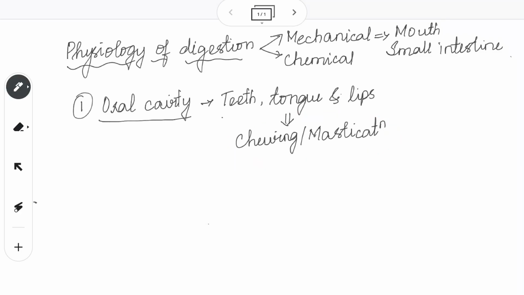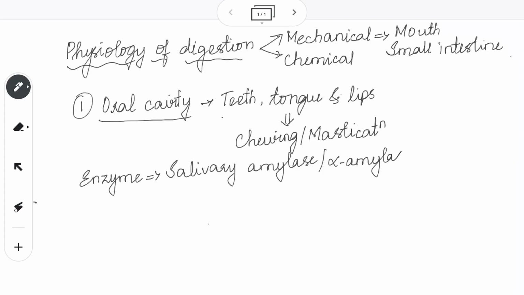Then coming to the chemical digestion. Now here in our mouth, or in the saliva, if I have to be more specific, there is one enzyme present, and the name of the enzyme is salivary amylase, also known as alpha amylase, also known as ptyalin. So any name you remember, well and good. Okay, it has got three different names, that is salivary amylase, alpha amylase and ptyalin.